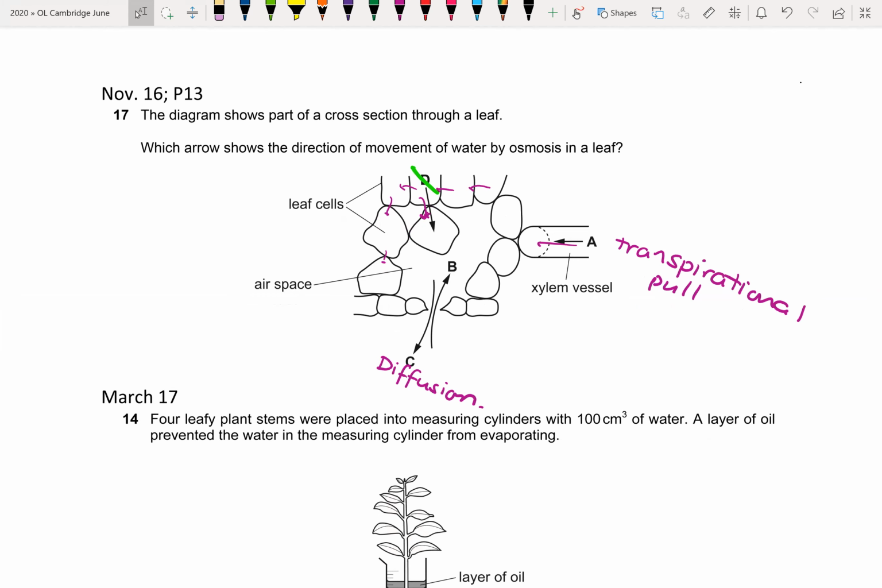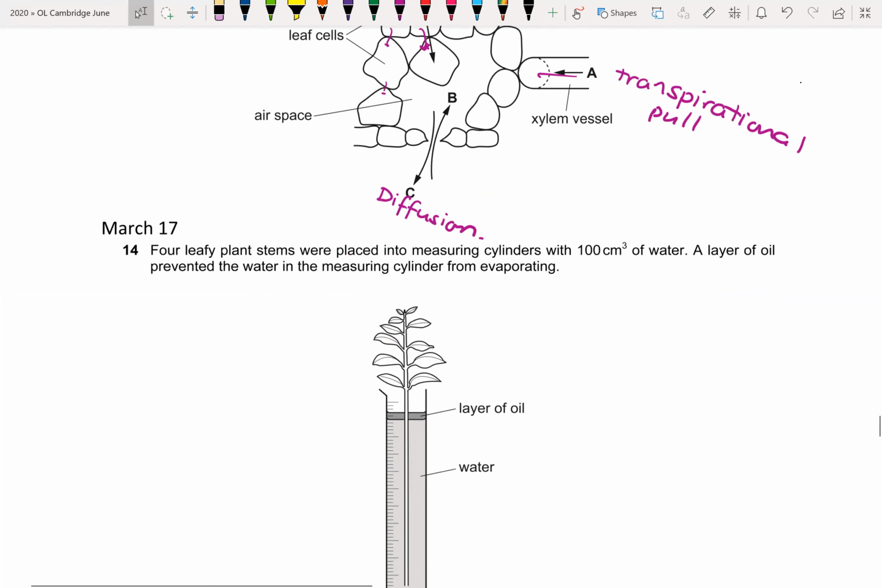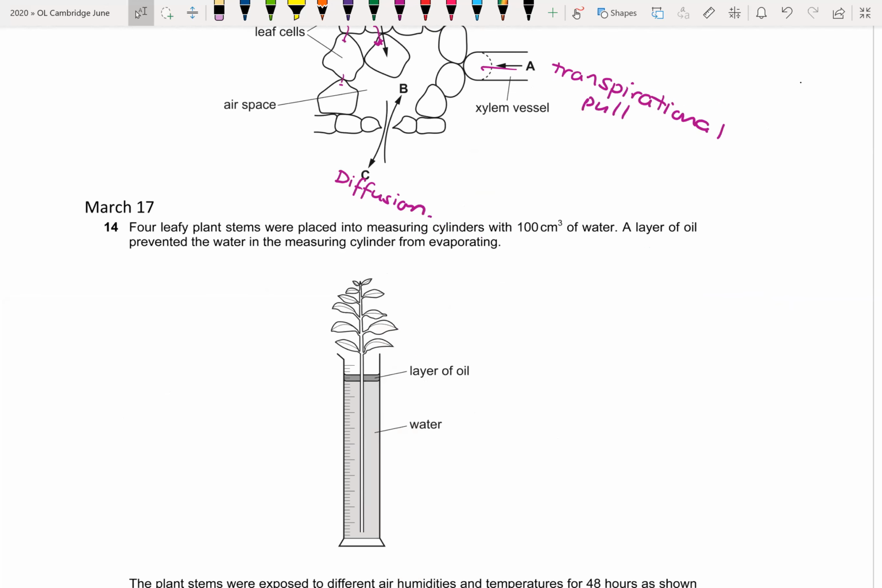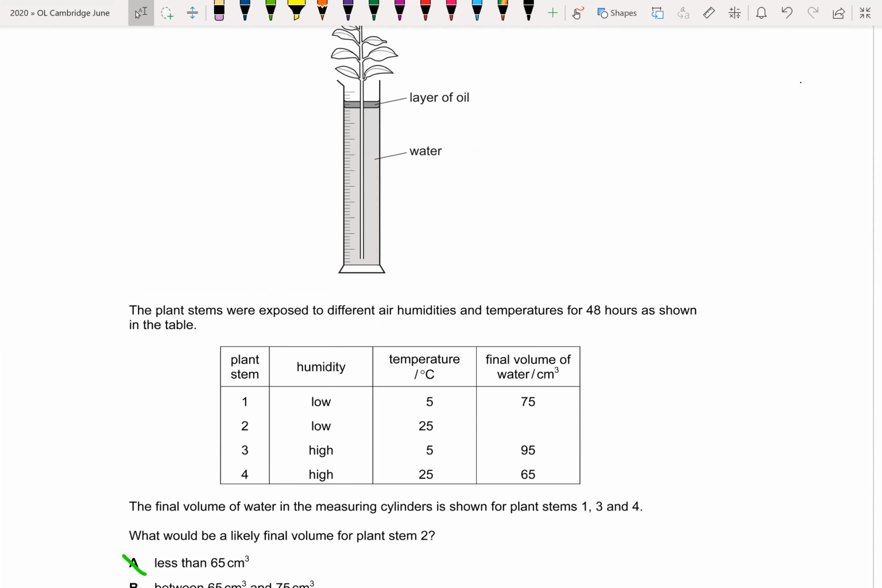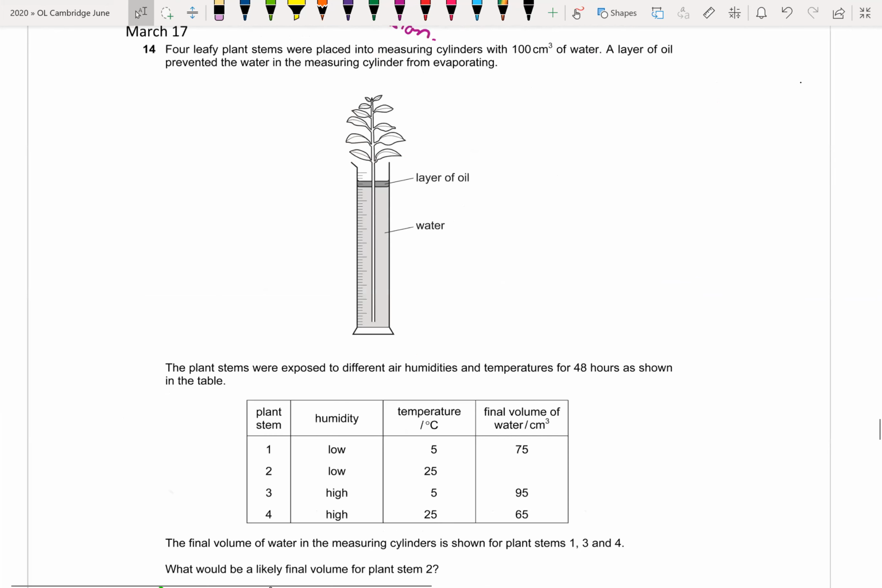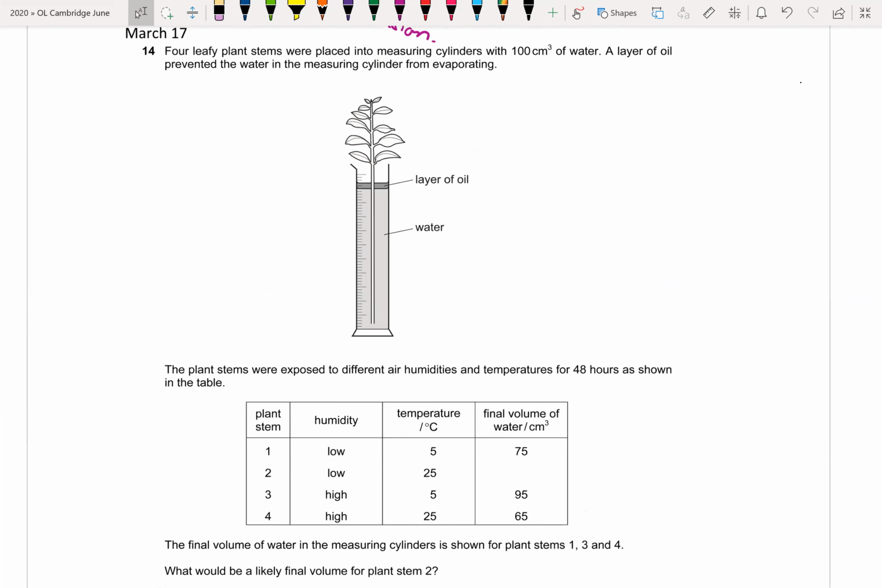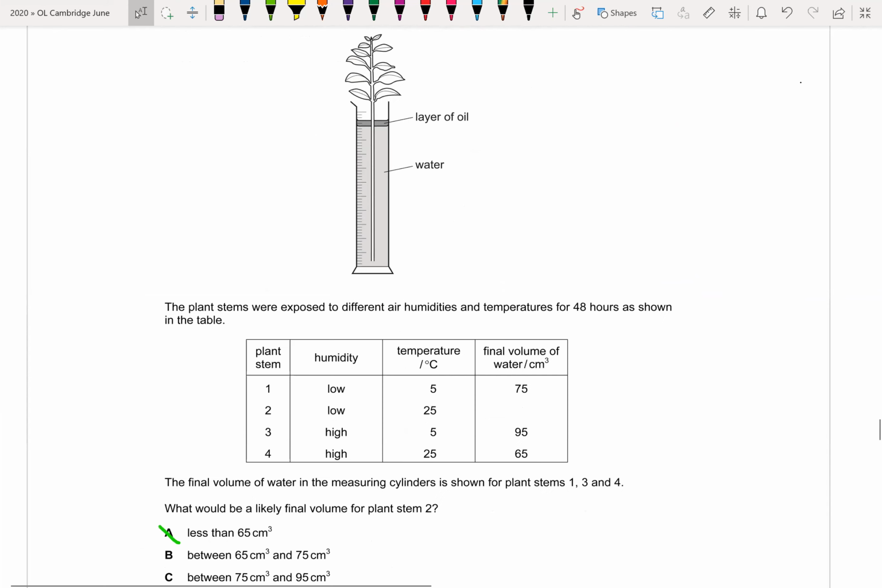Four leafy plant stems were placed into measuring cylinders with 100 cc of water. A layer of oil prevented the water in the measuring cylinder from evaporating. Very nice, so that's a simple form of potometer. Then it says the plant stems were exposed to different air humidities and temperatures for 48 hours. The final volume of water in the measuring cylinder is shown for plant stems 1, 3, and 4.